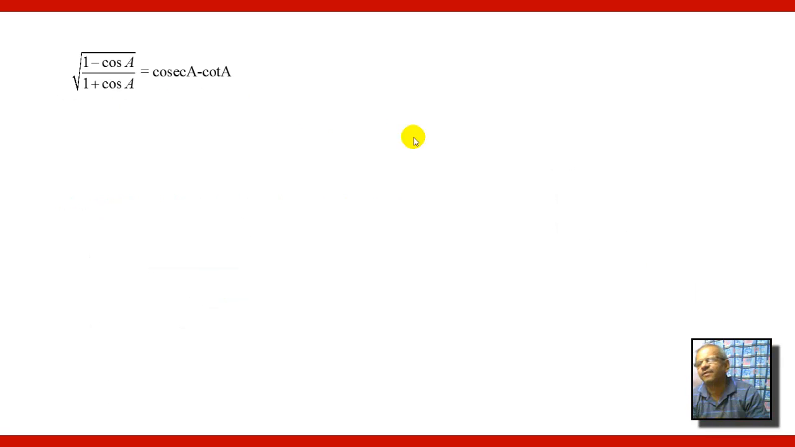Friends, here is another question of the same type. Square root of 1 minus cos A upon 1 plus cos A is equal to cosec A minus cot A. So let LHS be equal to square root of 1 minus cos A upon 1 plus cos A.